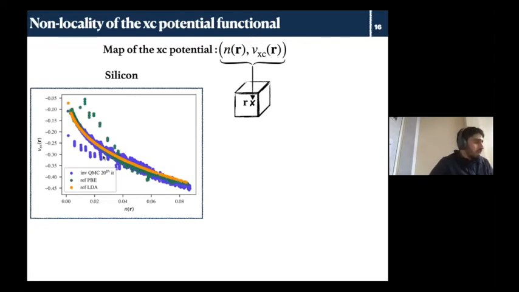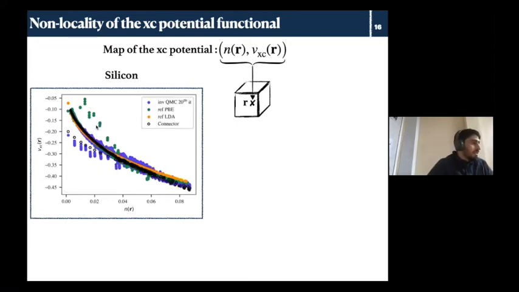Then we have here the PB, which is closer to the QMC here, but expecting an extra branch in the wrong direction. And finally, we have the connector, which expected the extra branch on the right side, and which is the closest one to the QMC for silicon.